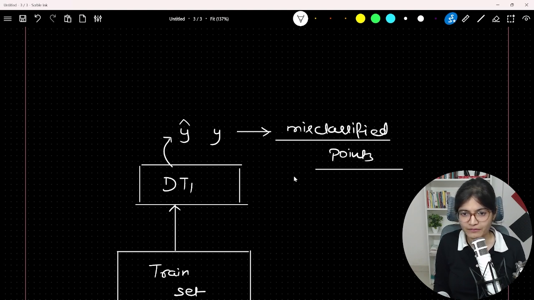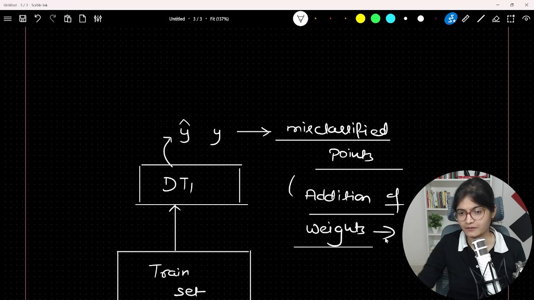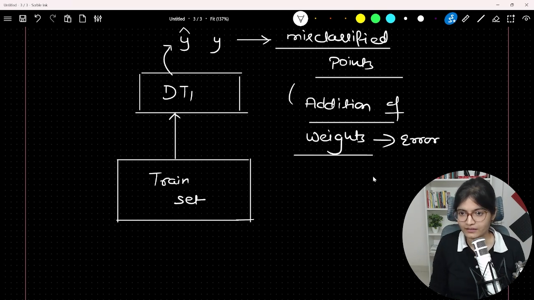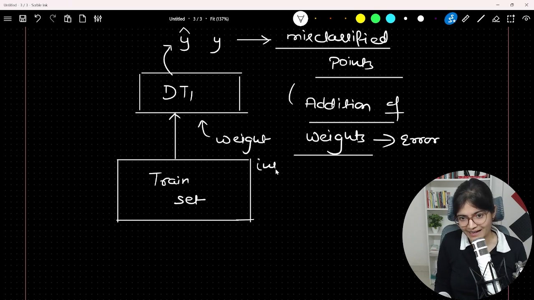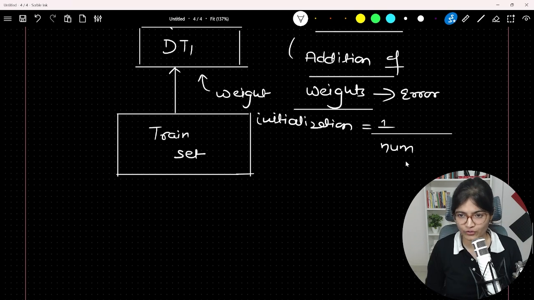With the help of that, we will just do an addition of weights, and we will be able to get the result as the error. And how basically the weight initialization will be done in the DT1 part itself. The weight initialization is nothing but, as we have seen, simply 1 upon the number of records that we have in the very first iteration, number of records, right?